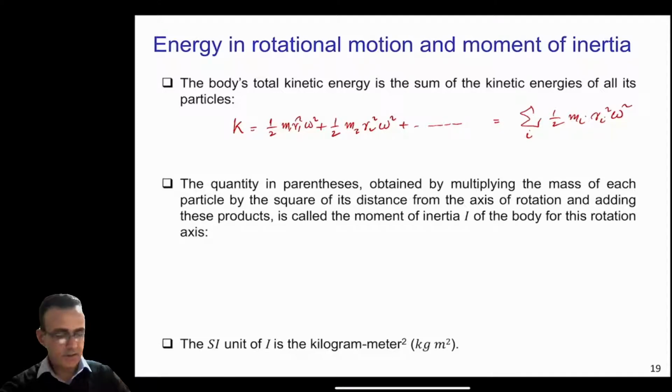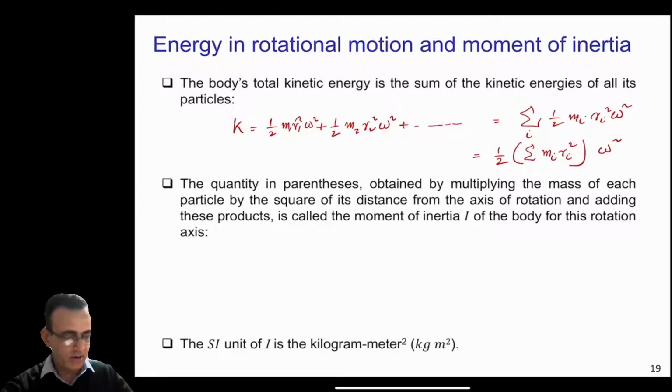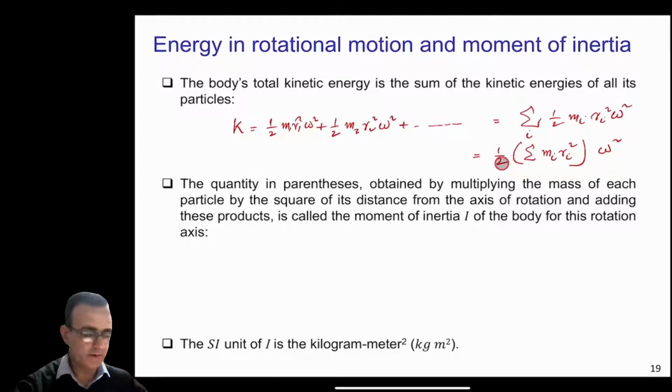In this case, we can just write this equation, because the half is constant. The only thing which is changing here is the mass of the particle and its position. The omega is the same for all particles, and the half is the same for all particles. The only thing which is changing is the position of the particle, which is r, and the mass of the particle, which is mi in this case.